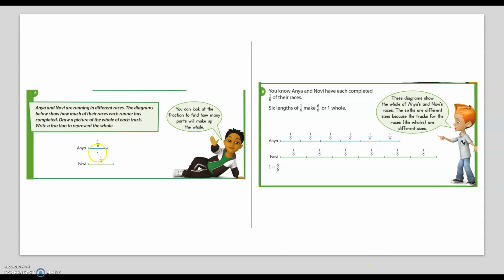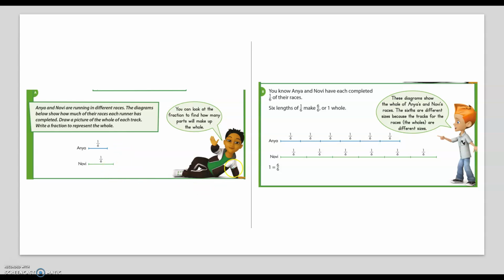So I see that Anya ran 1/6 of her race, and Novi also ran 1/6. But I'm also noticing these 1/6 pieces are different sizes. That's okay. That just means that their races were different sizes. So Anya's race was shorter than Novi's. So when it was broken into 6, her 1/6 was smaller than Novi's 1/6.